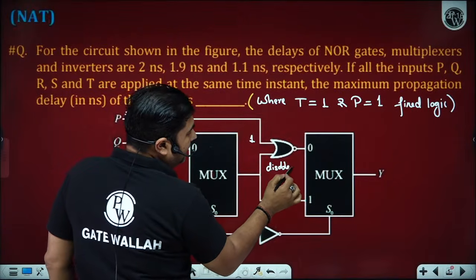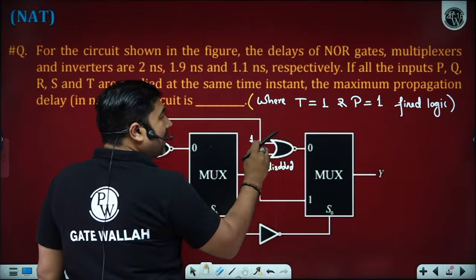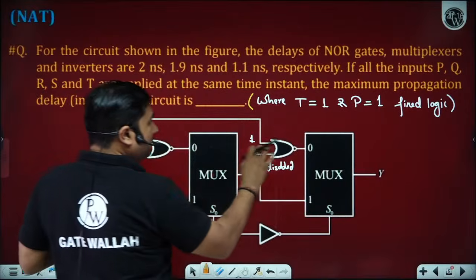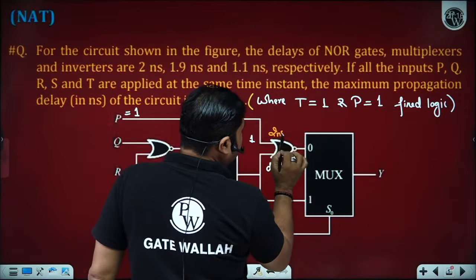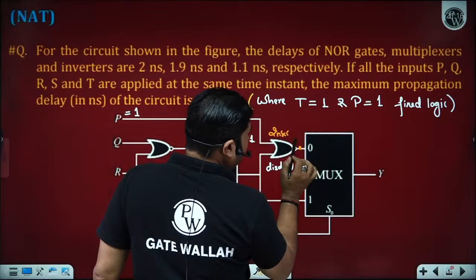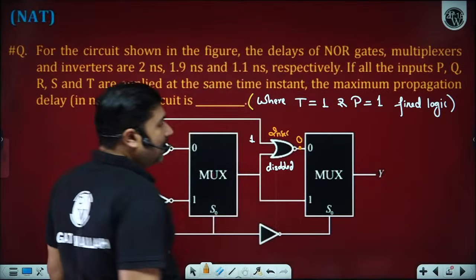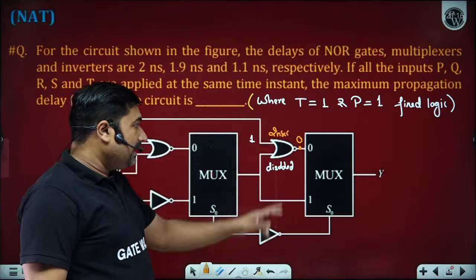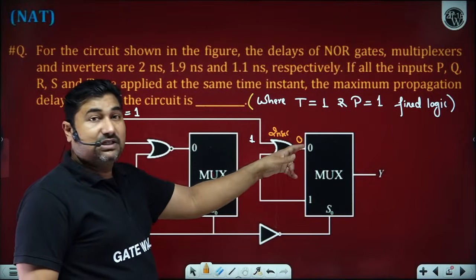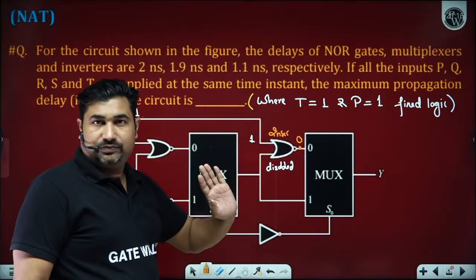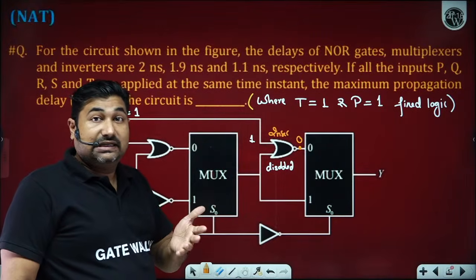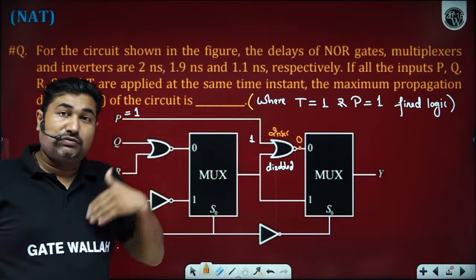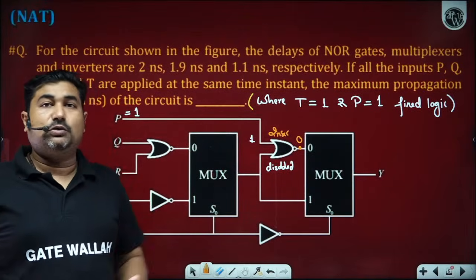And disabled means after 2 nanoseconds, post applying P equals 1, its output is going to be equal to 0 only. How many of you are able to understand? Yes, sir. It means its output will become 0 post 2 nanoseconds. We don't know what the status is before 2 nanoseconds, because we don't know the initial values of PQRST.